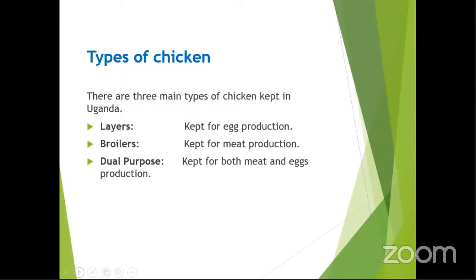So there is always where children get confused. When we say, give any one type of poultry, don't say the broilers, layers, dual purpose, because the question is saying type of poultry, not type of chicken. If the question is saying, give any one type of chicken, that's when you can mention these ones. You can say, we have the layers, we have the broilers, and then the dual purpose, if it is type of chicken.